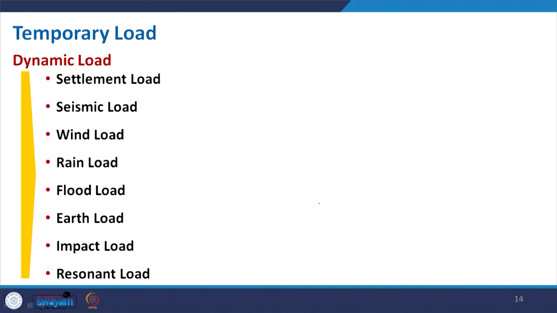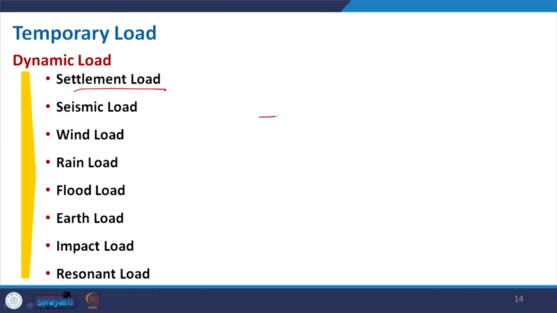Now, come to the dynamic load. There are lots of loads in this category, so we will discuss them one by one. The settlement load I already mentioned. So, what exactly is it?